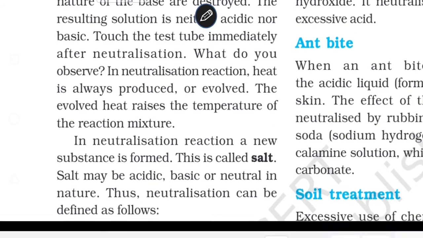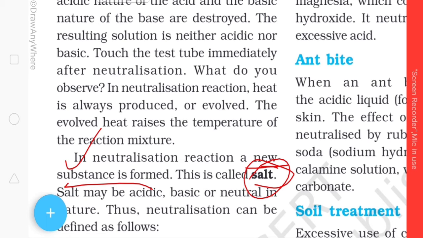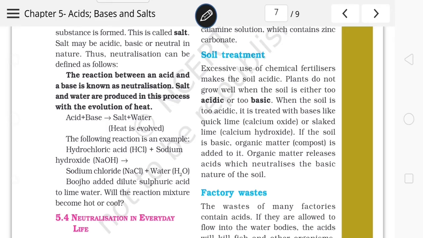So from this we can say that in a neutralization reaction a new substance is formed, with the evolution of heat. And what is that new substance? The new substance is the salt, and this substance is known as the product. The salt may be acidic in nature, basic in nature, or neutral. Neutral means neither acidic nor basic. So this is called neutralization.